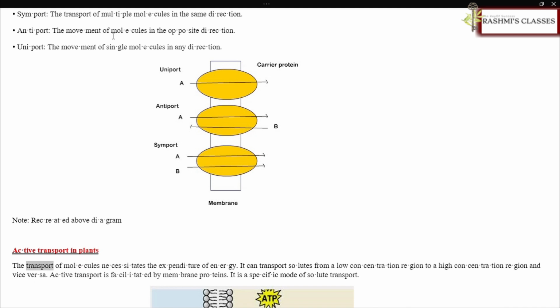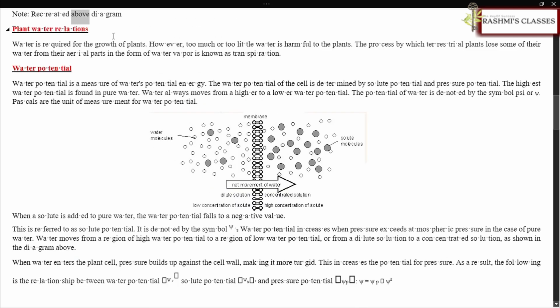Active transport in plants. The transport of molecules necessitates the expenditure of energy. It can transport solutes from a low concentration region to a high concentration region and vice versa. Active transport is facilitated by membrane proteins. It is a specific mode of solute transport. Note, recreated above diagram.